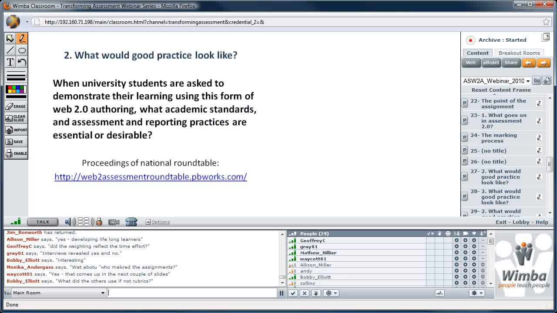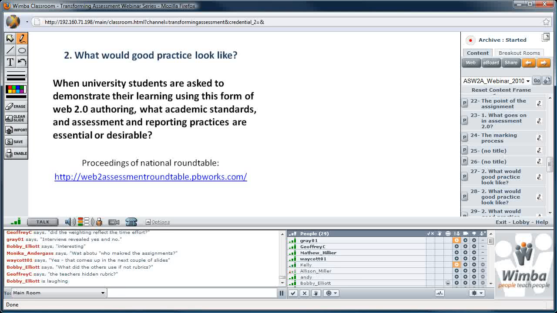And just picking up on Monica's question, what about who marked the assignments? Yes, I skipped over that slide inadvertently. At least two-thirds of the respondents said that one staff member marked the assignment. I'll just pick that one back up if I can find it. 40 people said that it was a solo marking effort, which I think is interesting in itself. 17 people were engaged in some form of team marking. There was some self-marking, and there was some marking by other students.